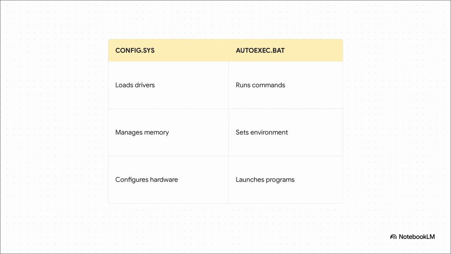So what's the actual difference between them? Well, think of it like this. Config.sys is the deep-level stuff. It loads all the crucial device drivers and memory managers before you even see the command prompt. Then once that's done, autoexec.bat jumps in. It runs commands, loads your mouse driver, sets up your system path, and launches utilities like DOSKey. They work as a team to bring your whole system to life.